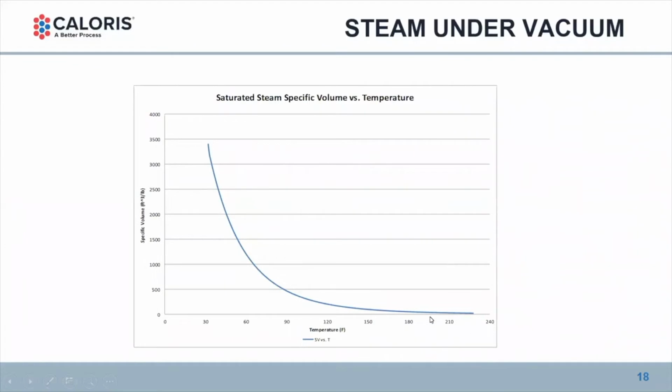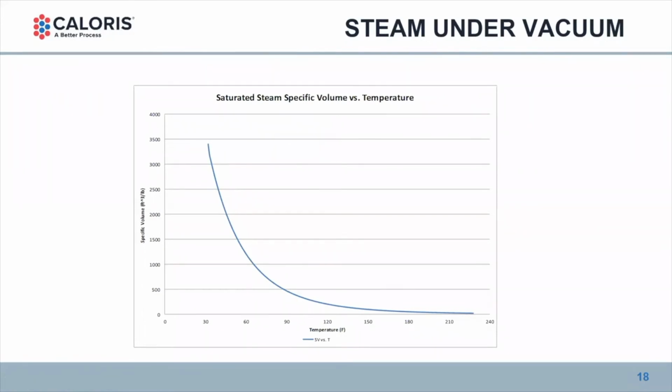Quickly highlighting here again the concept of the specific volume of steam, or in this particular case, steam increasing as temperature decreases. You can see, from 180 down to 150, not much of a specific volume increase, but then it starts to increase fairly quickly.